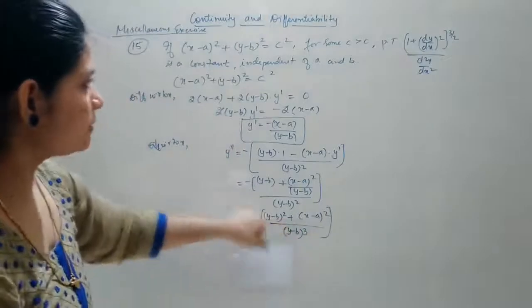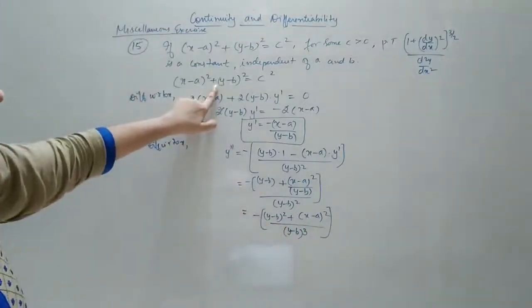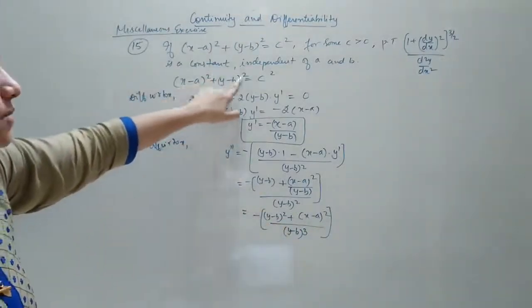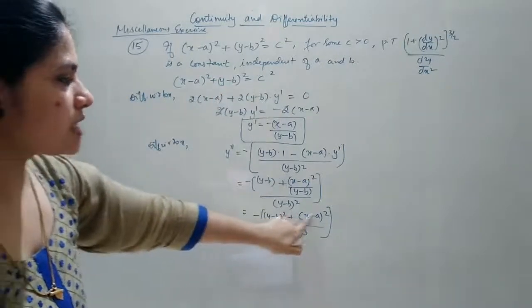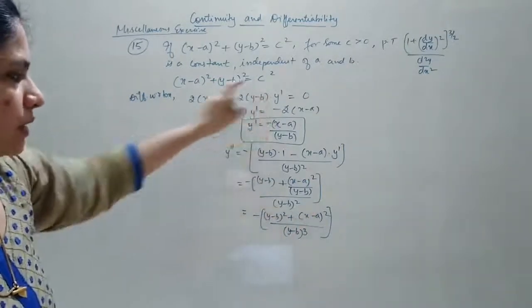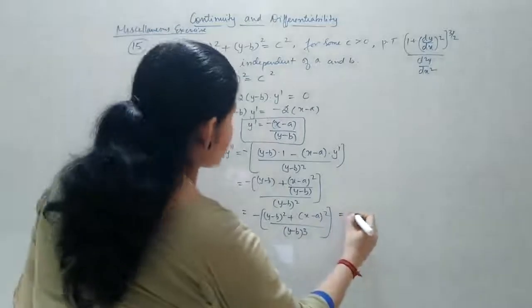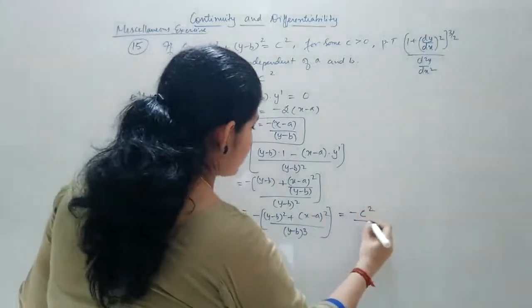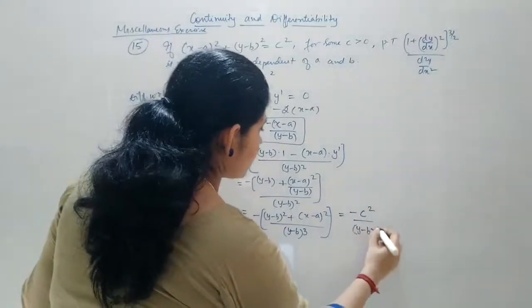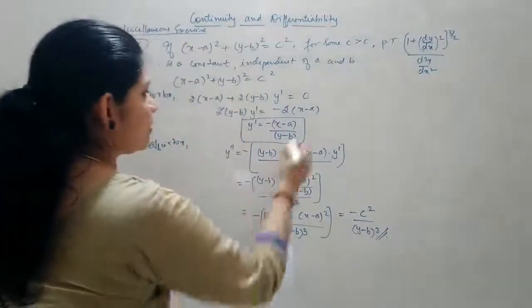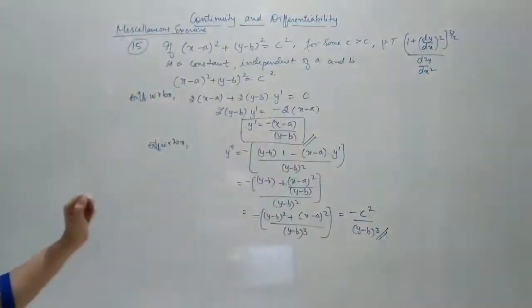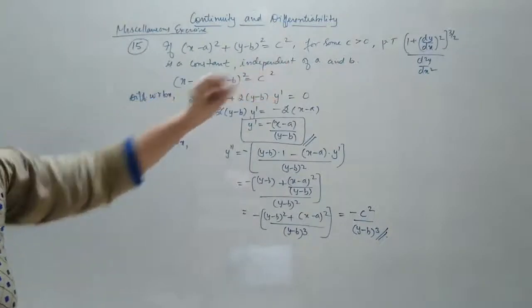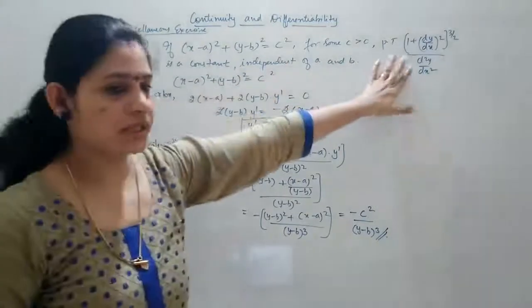And what is this term? This term is given to be, just see, (x minus a) the whole square plus (y minus b) the whole square is c square. So we are just replacing this term with c square. So you are getting y double dash as minus c square by (y minus b) the whole cube. So this is your y double dash, this is your y dash. And now we are starting with what we need, this term.